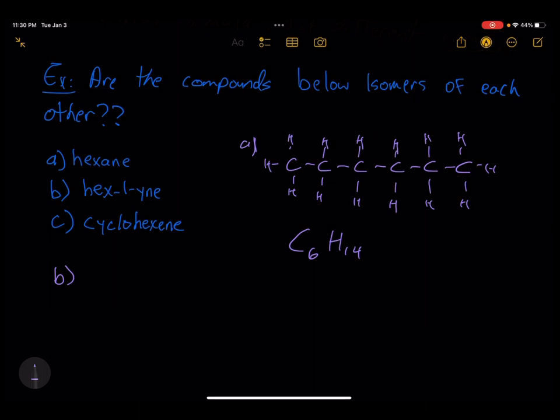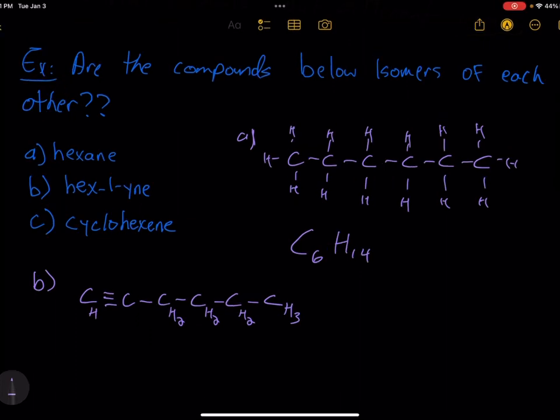For B, hex-1-yne will look like this. The triple bond here. And when I write this formula, again, I count all the carbons and the hydrogens. This ends up being C6H10.